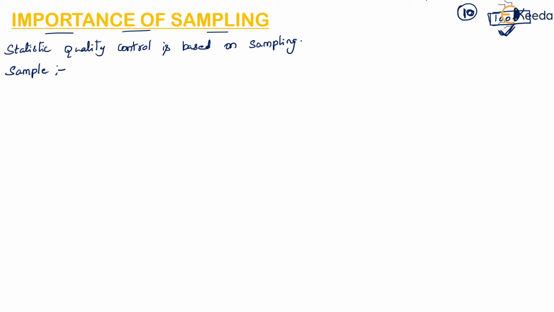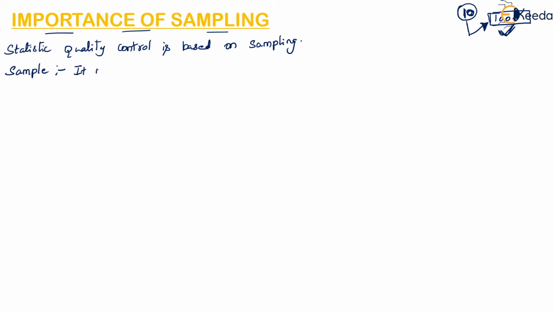So these 10 products are called the sample. They are representing the quality of these 1000 products. So that is what the definition is saying.